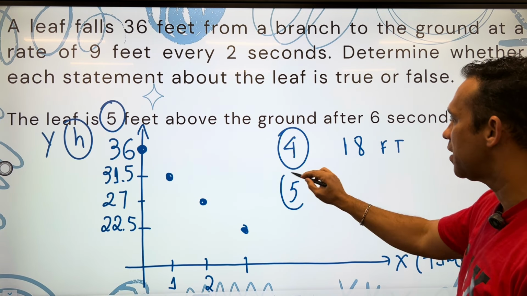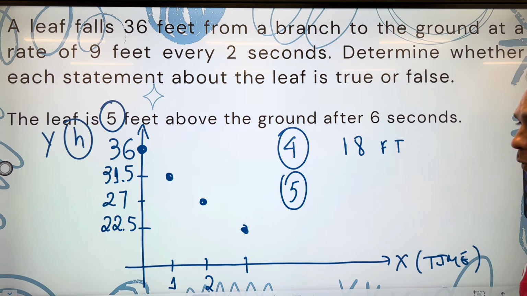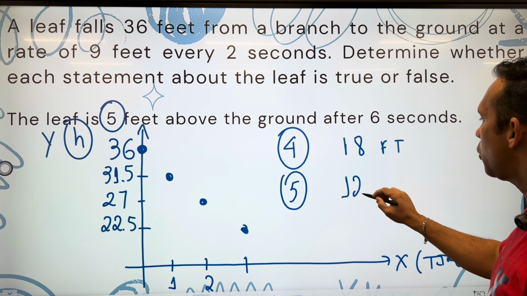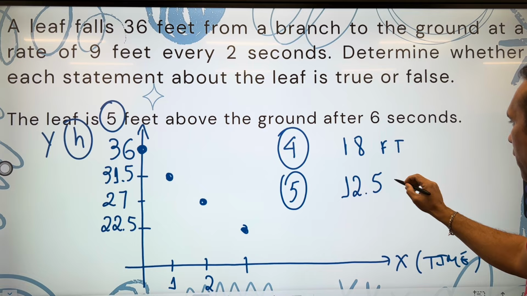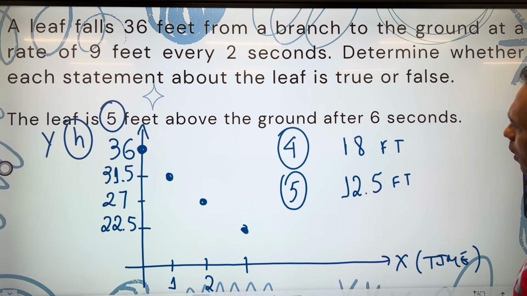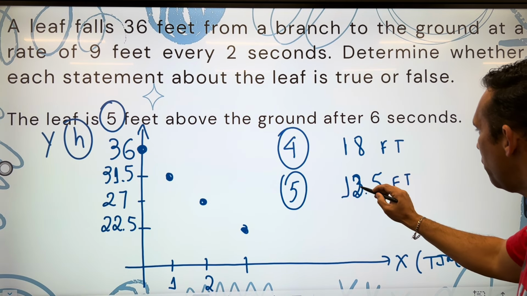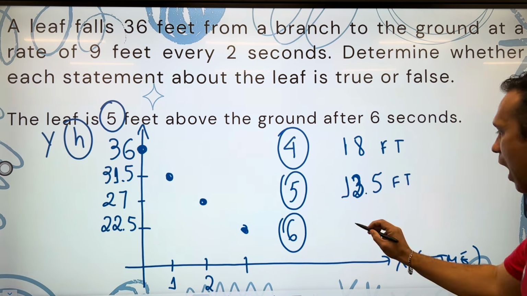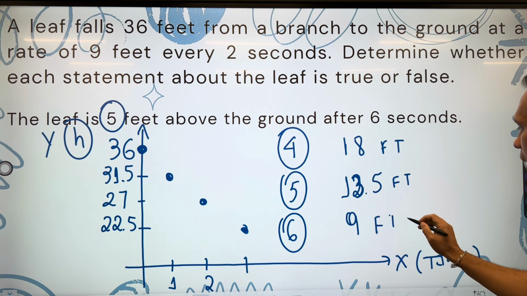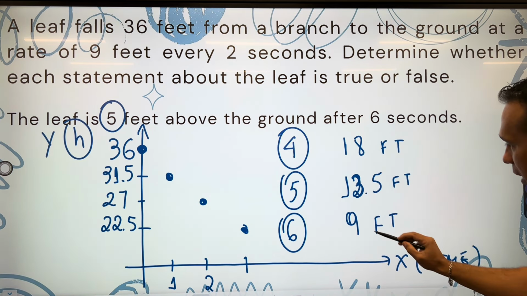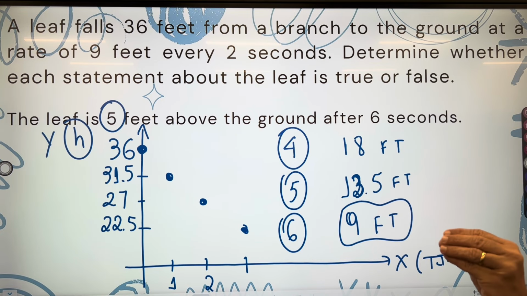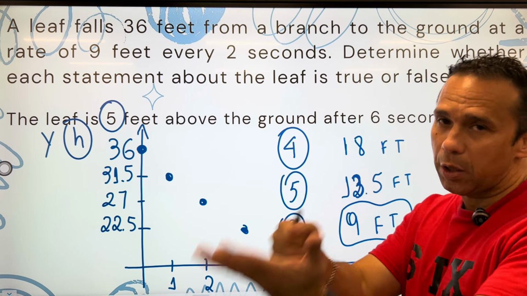In the fifth second, I have to go down 4.5 more, so that will be 13.5 feet. Sorry. So if I go for the 6th second, I will be on 9 feet height. So after 6 seconds, that is my height from the ground. So this is false.